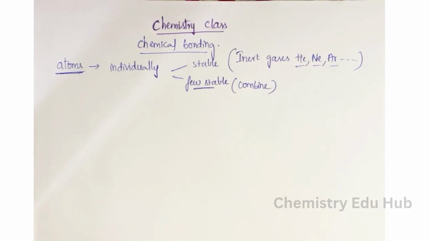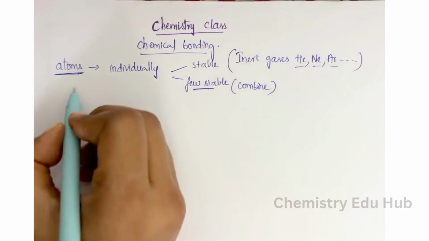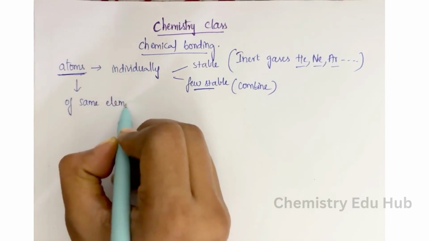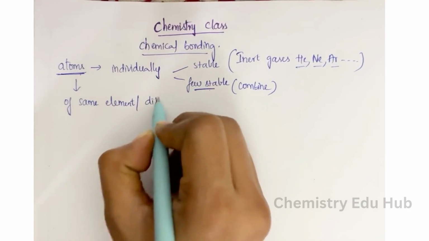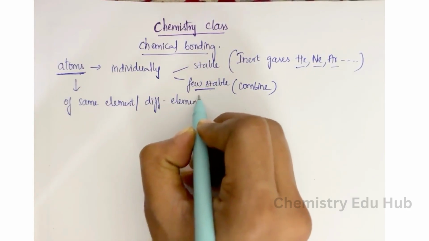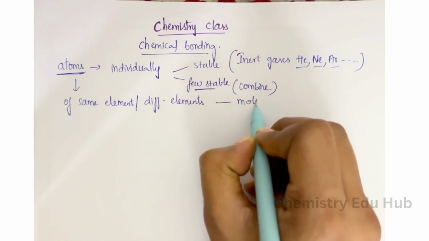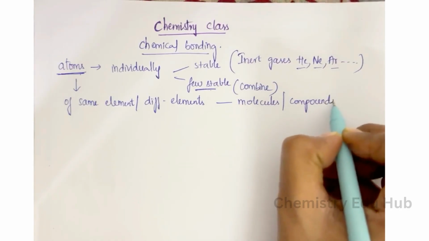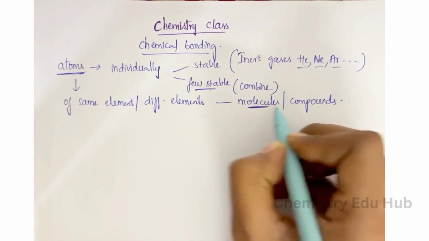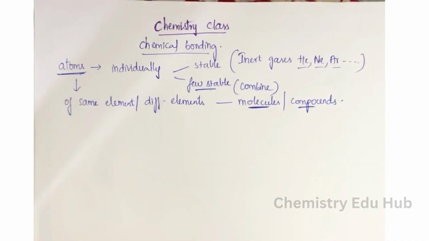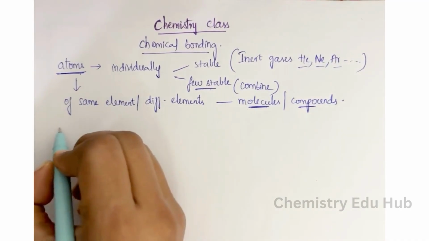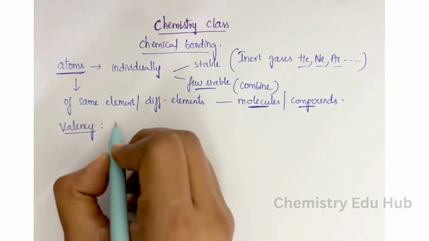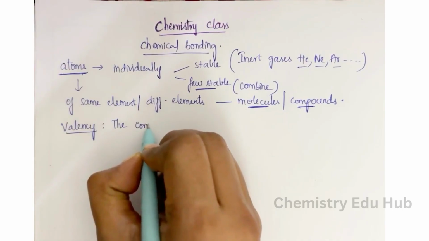They try to combine with other atoms. So atoms of the same element or different elements combine to give molecules or compounds. If atoms combine with the same element, they form molecules. If they combine with different elements, they form compounds. Now, what is this combining capacity? We call it the valency. What is valency? The combining capacity.